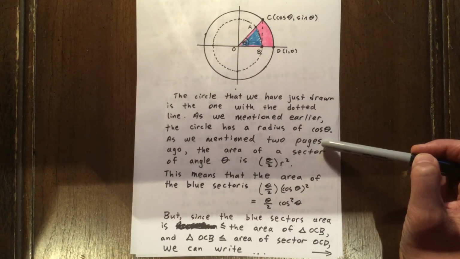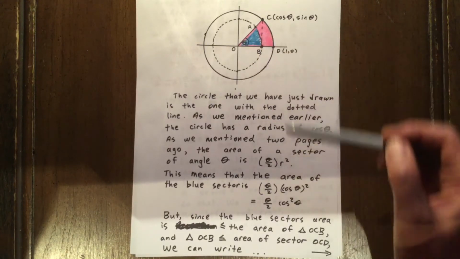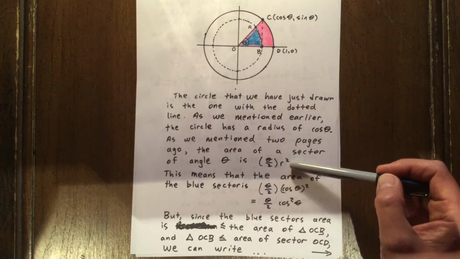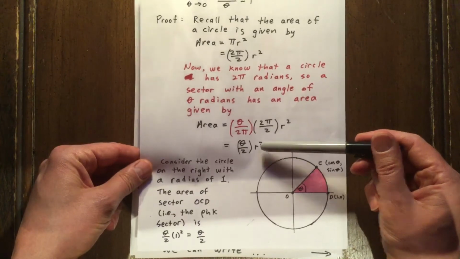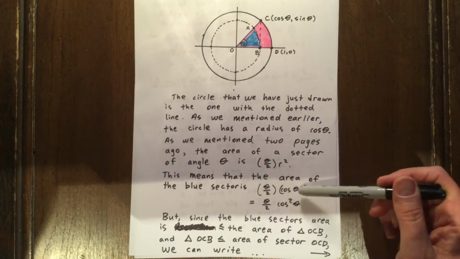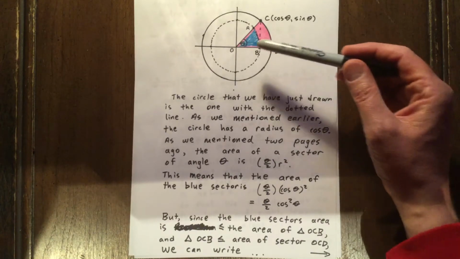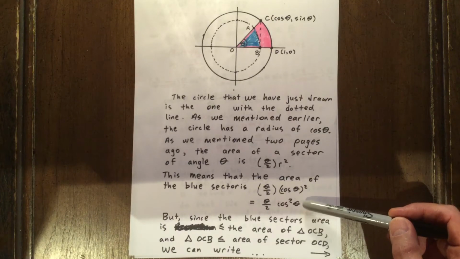And as we mentioned 2 pages ago, the area of a sector, in other words this blue sector, will be theta over 2 times r squared. That was something that we said 2 pages ago. The area of a sector is theta over 2 times r squared. And since r is equal to cos theta, we can say that the area of the blue sector will be theta over 2 times cos squared theta.